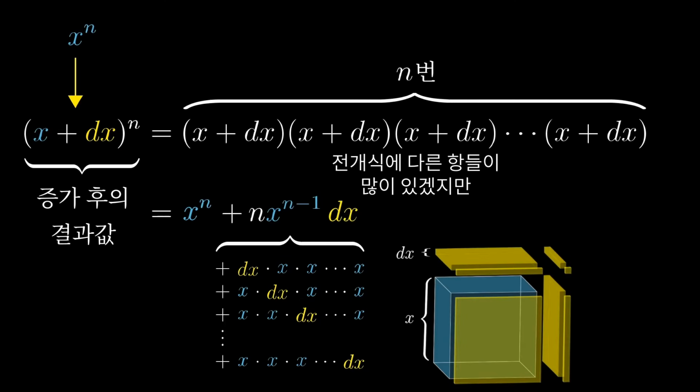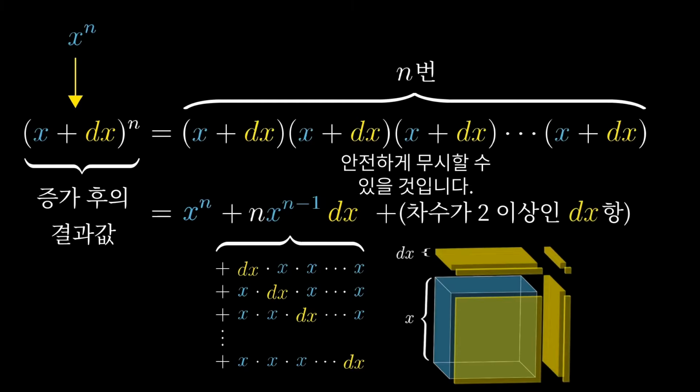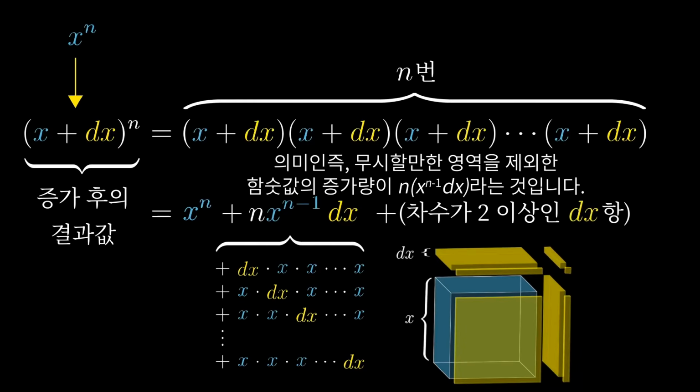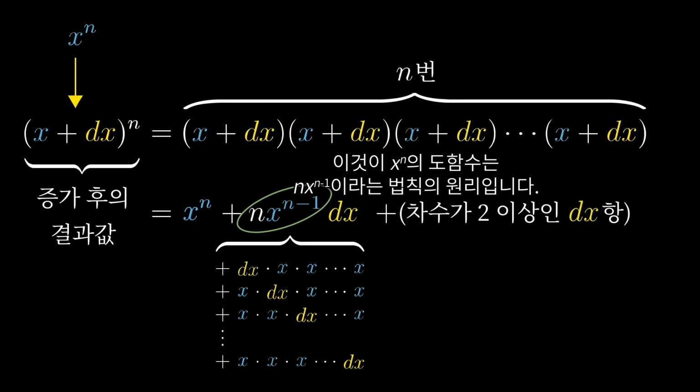There will be many other terms in this expansion, but all of them are just going to be some multiple of dx squared, so we can safely ignore them. And what that means is that all but a negligible portion of the increase in the output comes from n copies of this x to the n minus 1 times dx. That's what it means for the derivative of x to the n to be n times x to the n minus 1.